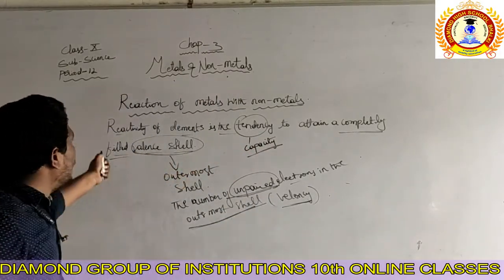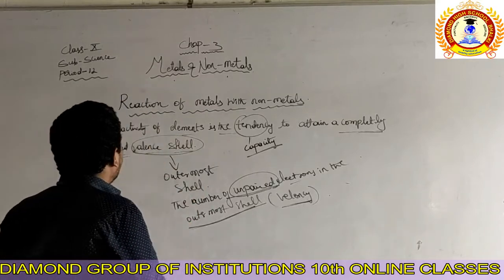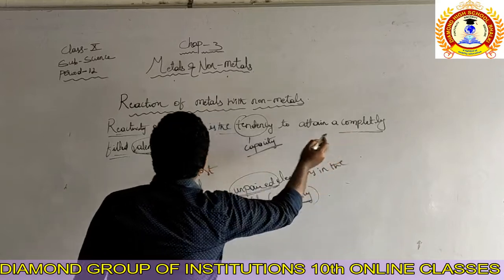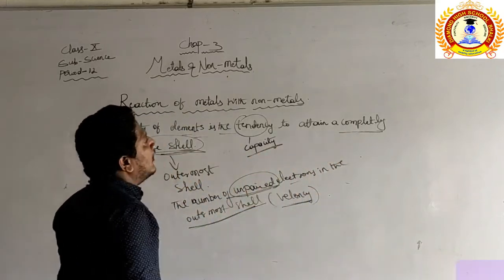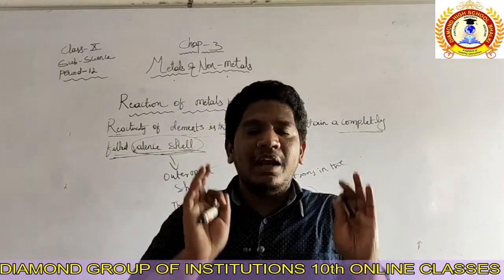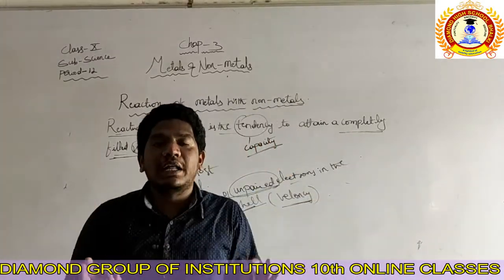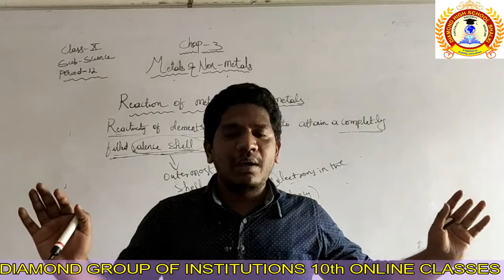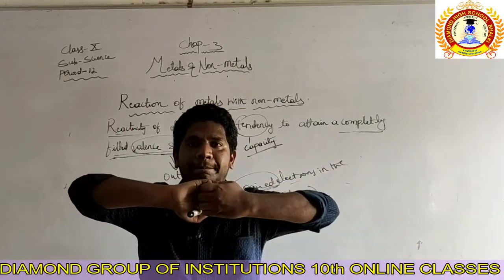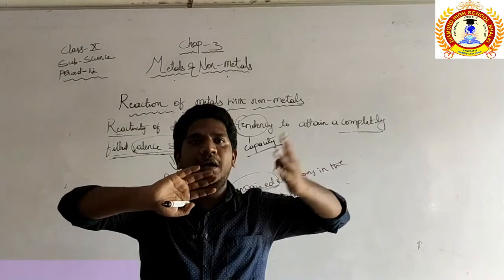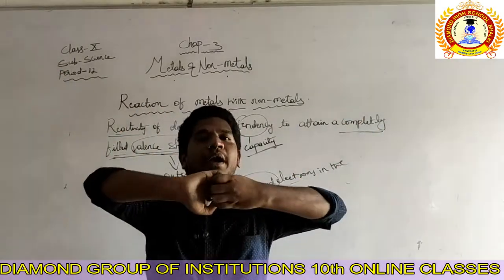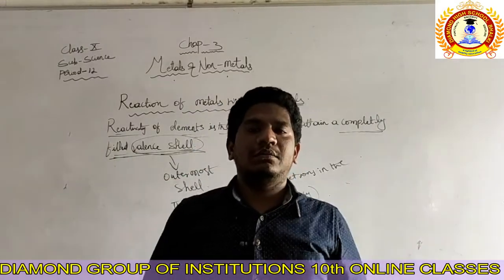So are you understanding what is the meaning of stability and valence shell? The reactivity of elements is the tendency to complete the valence shell. Which means almost every element in nature that is reacting is unstable. That is the reason, to become stable, they react. A metal is unstable, a non-metal is unstable. When both combine, they become stable. Right.